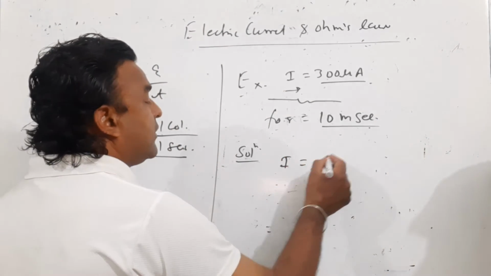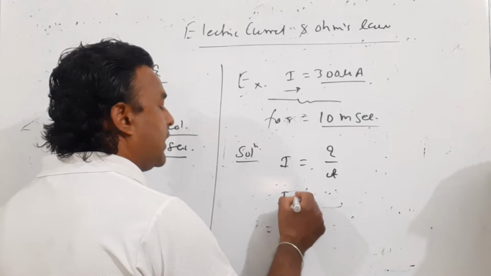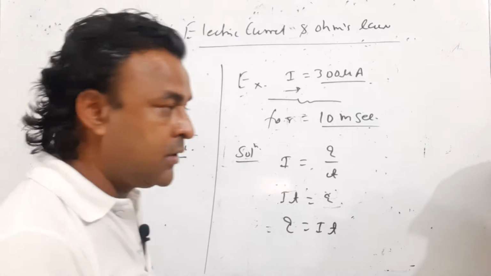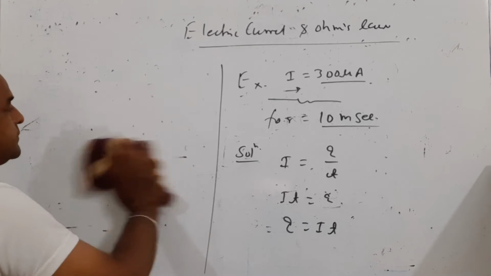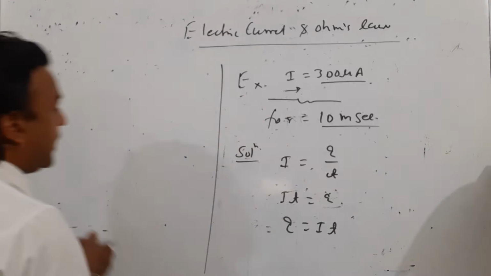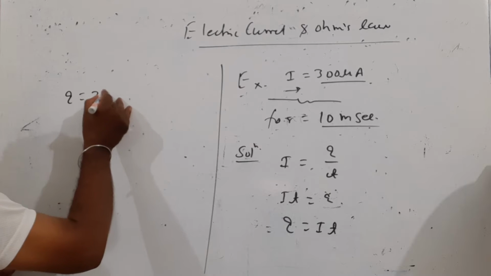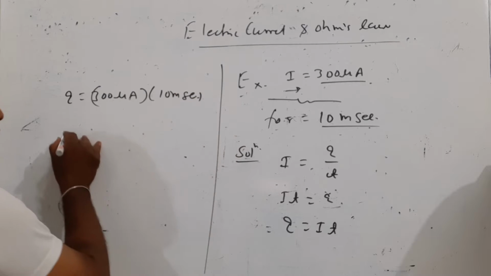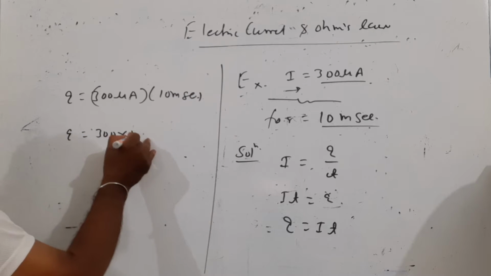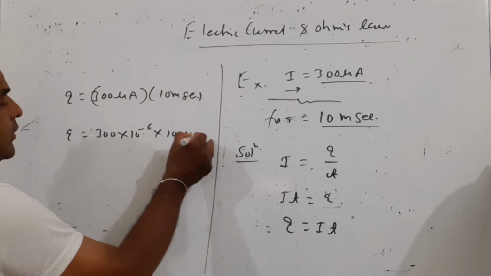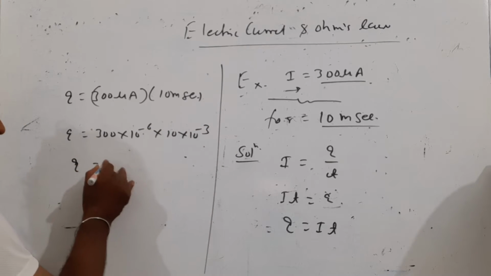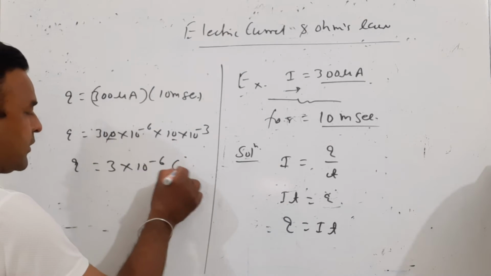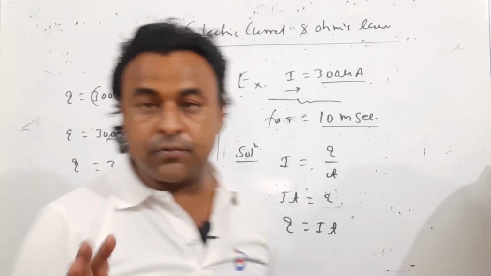Our definition of current is Q by t. Then I into t equals Q. So I write Q equals I into t. Now I write Q is equal to 300 microampere, time is 10 milliseconds. So charge becomes 300 into 10 to the power minus 6, times 10 into 10 to the power minus 3. Charge becomes 3 into 10 to the power minus 6 coulomb. This amount of charge flows.